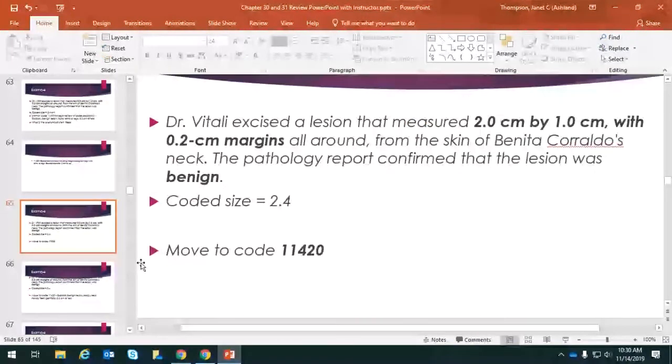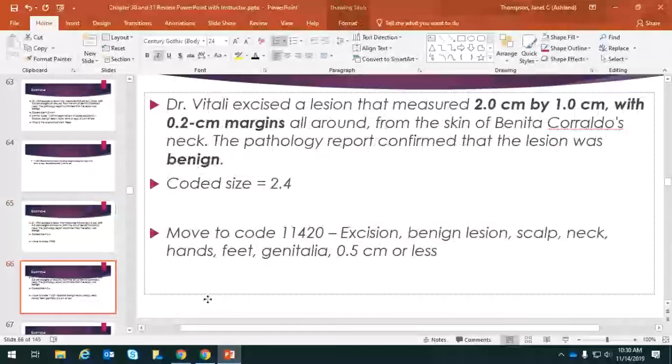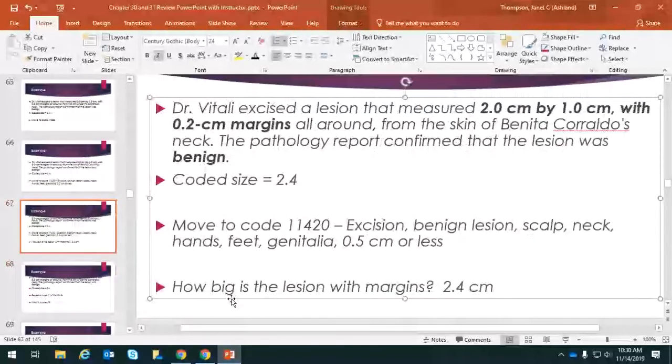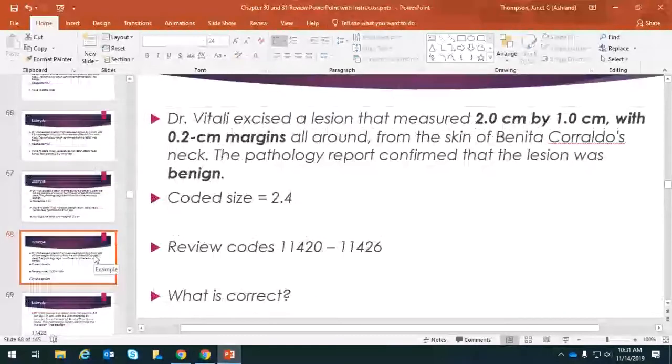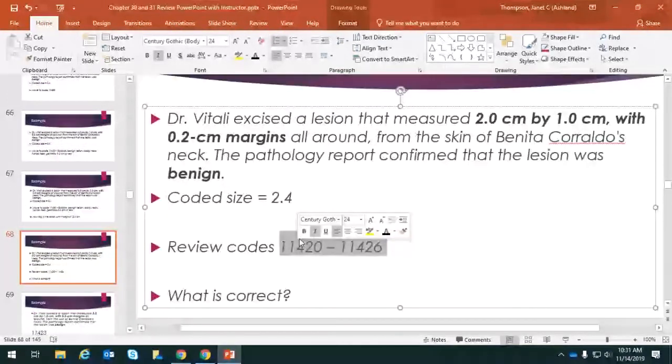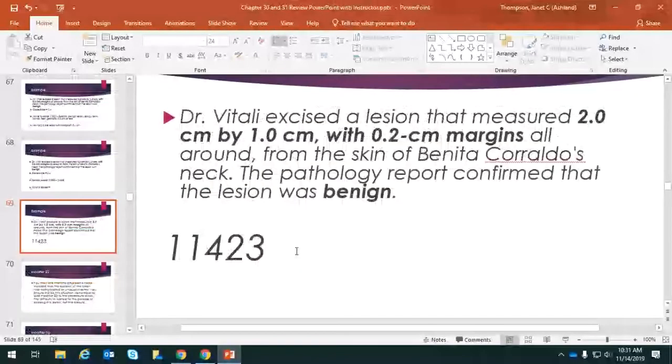This is excision of benign tumor of the scalp, neck, hands, feet, or genitalia. And 11420 is for 0.5 centimeters or less. Now our coded size is 2.4 centimeters. So how big is the lesion with the margins? 2.4 centimeters. It's benign. It's on the neck. So reviewing the codes from 11420 to 11426, which one is correct? We had a 2.4 centimeter lesion, so our scenario here is 11423. That is our code for an excision of a benign lesion that's 2.4 centimeters total. And we're done with that.